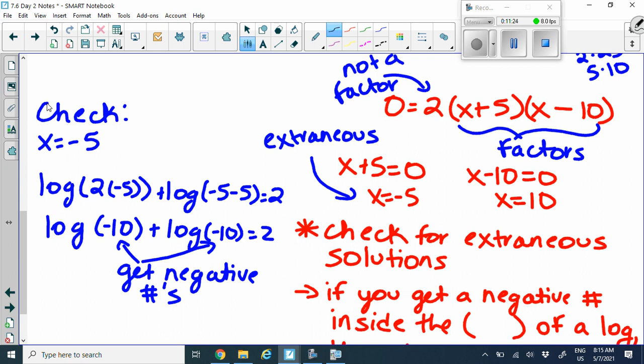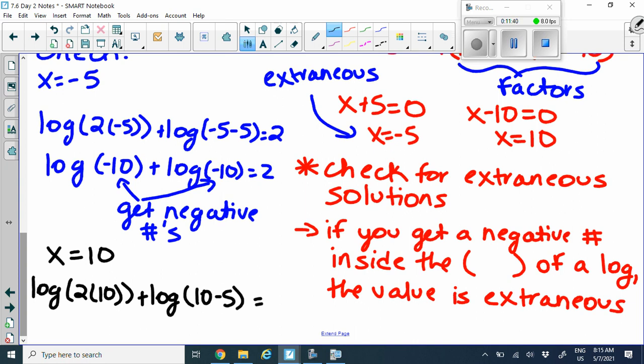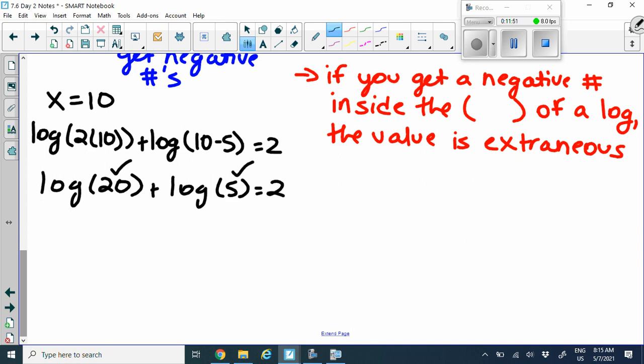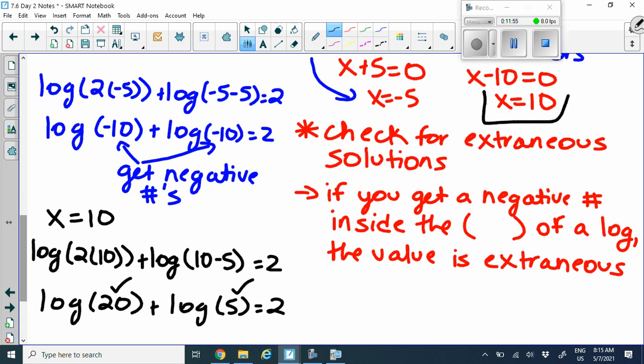Okay, let's try x equals 10. So I'm going to do the same thing. I have log of 2 times 10, and for any place I see x, that's where I'm plugging in my 10. And then I think we had 10 minus 5, so it's x minus 5 equals 2. Okay, so then I get log of 20, that checks out, plus log of 5, that checks out, because both are positive. So that means x equals 10 is a solution, okay?